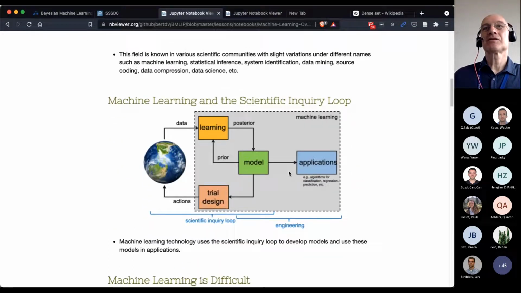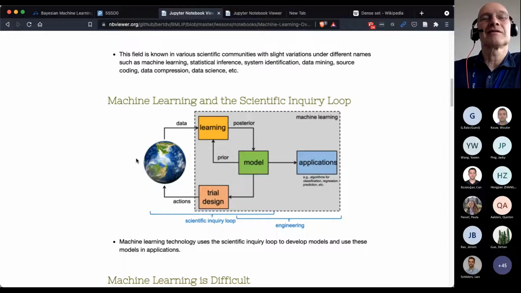Yeah, so this loop, it is later on. It's just a cartoon, so don't take it very literally, as if this is the only way it goes. But this is sort of like the scientific inquiry loop. Our goal in science is to build a model of the world. And how do we do that? Well, we design experiments, we make actions onto the world, and then we observe data. And we need to update our model, and we call that process learning.